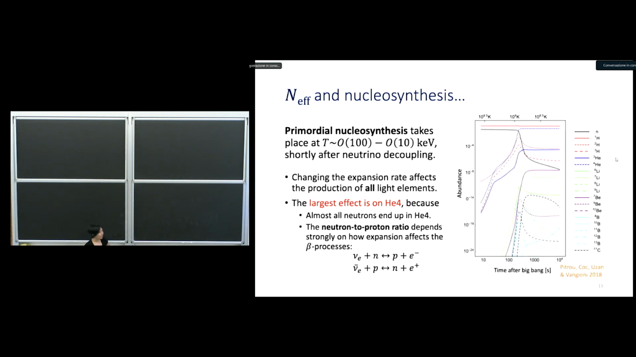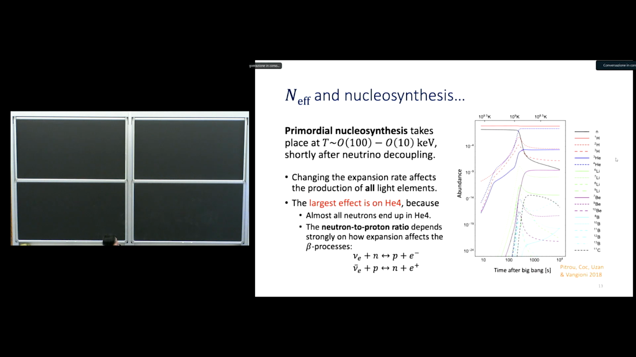Okay, so here's a picture that I took from a recent BBN review by these guys. What you see here is basically the abundances of various light elements. You're starting with the black line, which is the neutron. The red line here is hydrogen, so that's just a proton, and then deuterium, tritium, and so on and so forth.